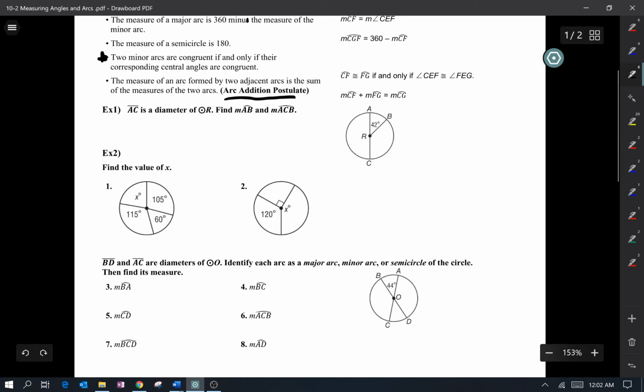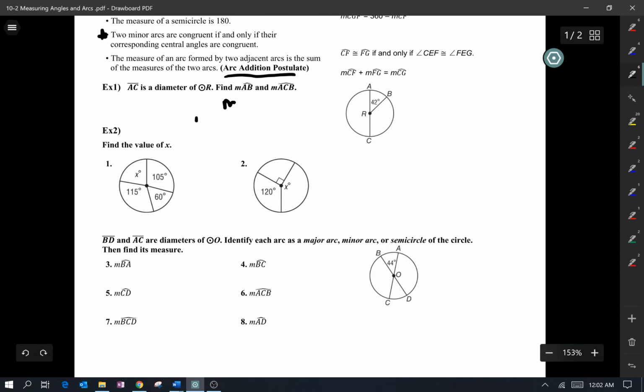Okay? All right, so AC is a diameter of circle R. Find AB. Okay, well, now listen. If they say find the measure of the arc AB, so that's this one right here. So the measure of AB is 42 degrees, right? And then they say find the measure of ACB.